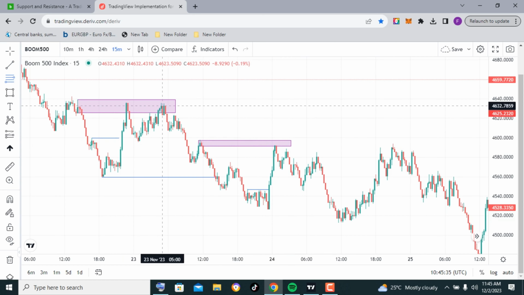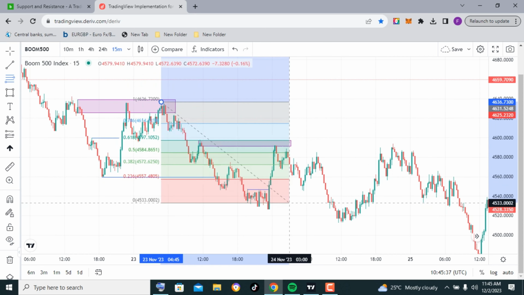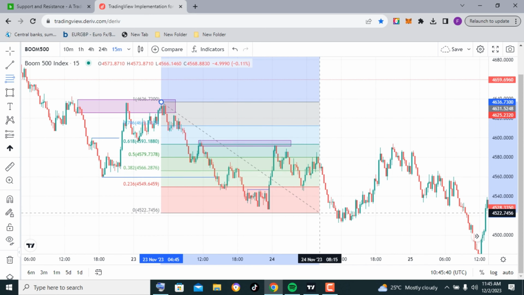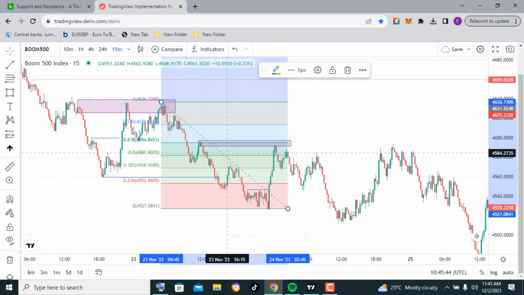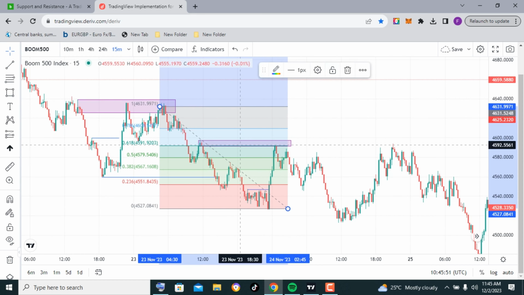Let me just show you. You can see that this level corresponds with our 0.5, it's above our 0.5 zone here, so it's at the premium zone. That's why price did not react from this one, because this one is still at a discount, so you cannot be looking to sell at a discount zone.